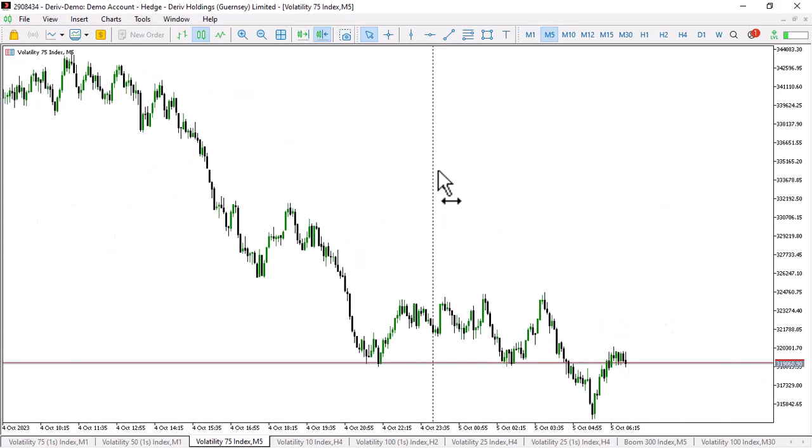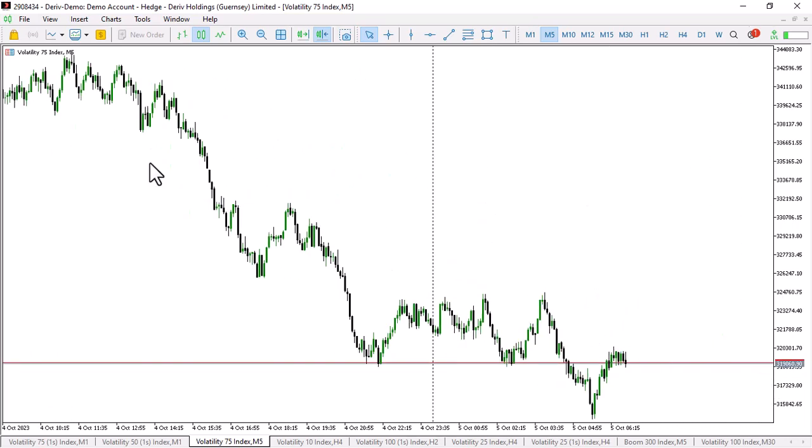You just have to understand what you're doing. So what we're going to do in this video, we're starting on the M5. We get to know what we need to understand on this time frame. Then we go to the M1 and try to get our entry as we go.